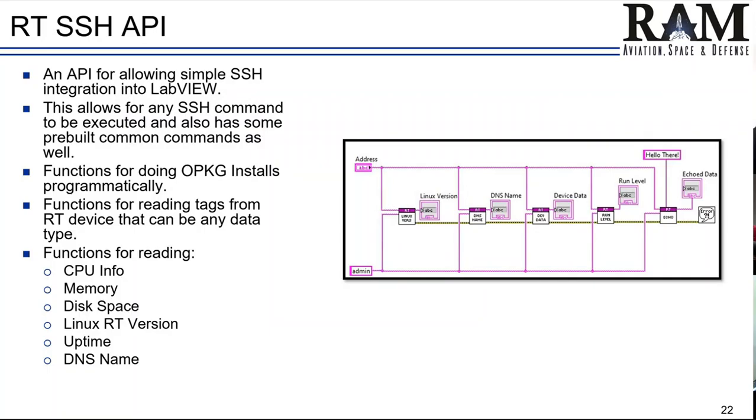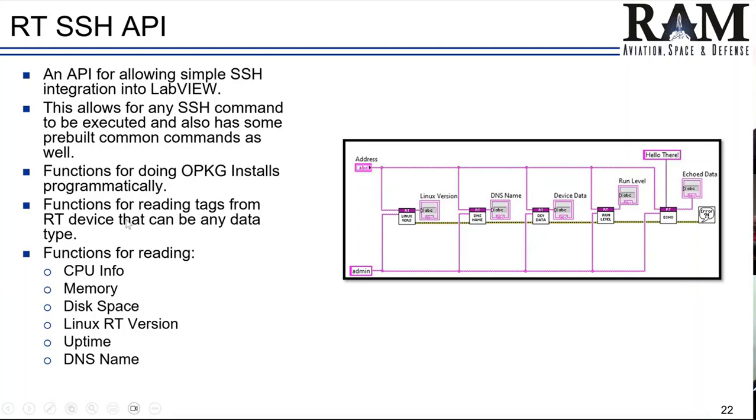I've mapped a lot of the common SSH commands that I need to execute to RT targets. So like reading the Linux version, DNS name, device data, run level, echoes, stuff like that, CPU information. You can do OPKG installs and updates programmatically. So a lot of the common functions are already mapped.